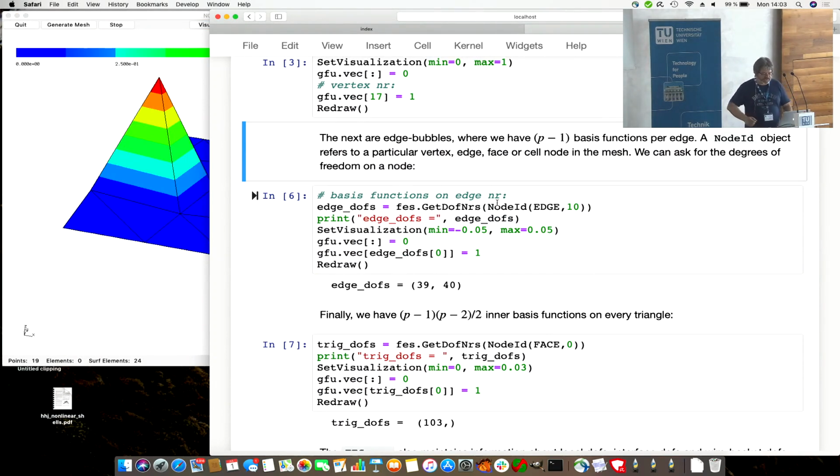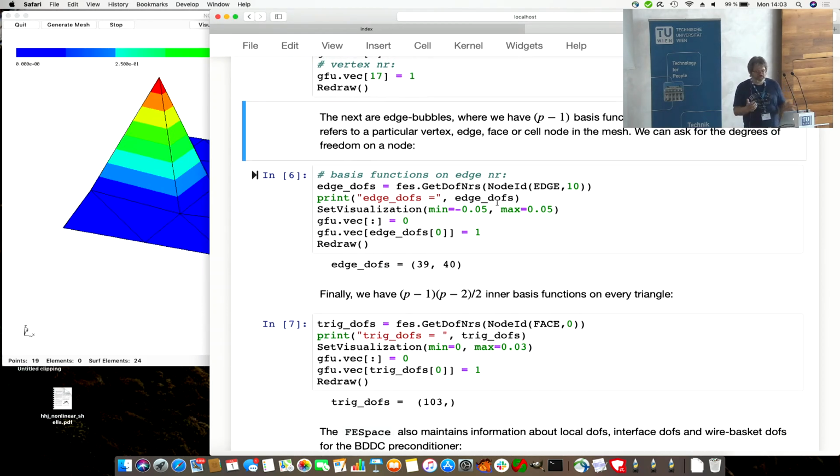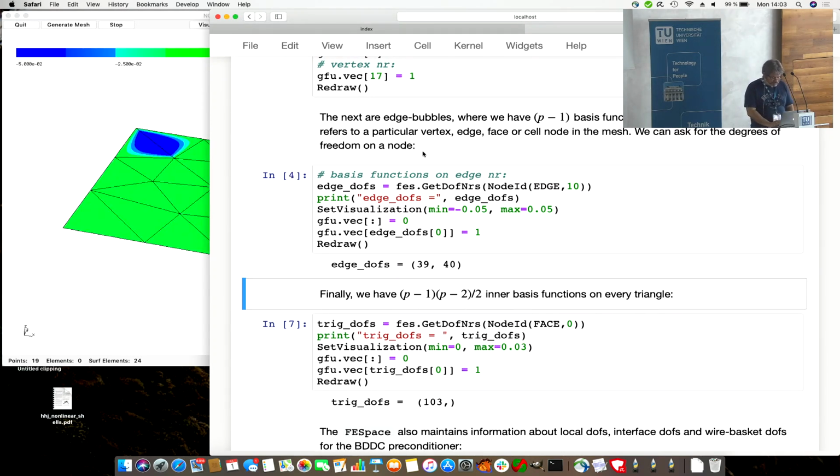Hierarchical high-order H1 elements have degrees of freedom, basis functions on the edges. We have P3, so we have two basis functions on the edge. Let's look at them. Okay, I create a node ID for edge number 10, asking the finite element space for the DOFs associated with this edge. These are two degrees of freedom, 39 and 40, sitting on the edge number 10.